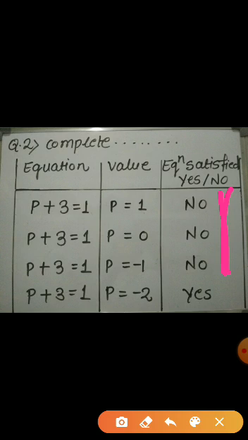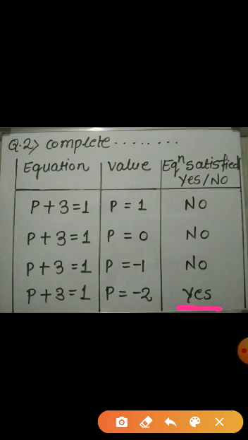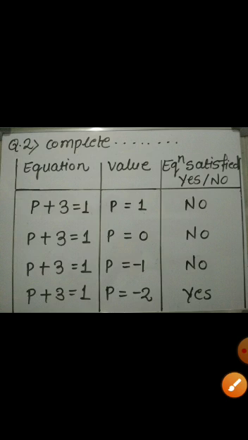In the third column. Now look at the last. Here the value of p is given as minus 2. And if you put p equal to minus 2, what will we get? Minus 2 plus 3, 1. Now p equal to minus 2 satisfies the equation. Hence I have written yes in the third column. So children, likewise you can complete the table of question number 2 given in your textbook.